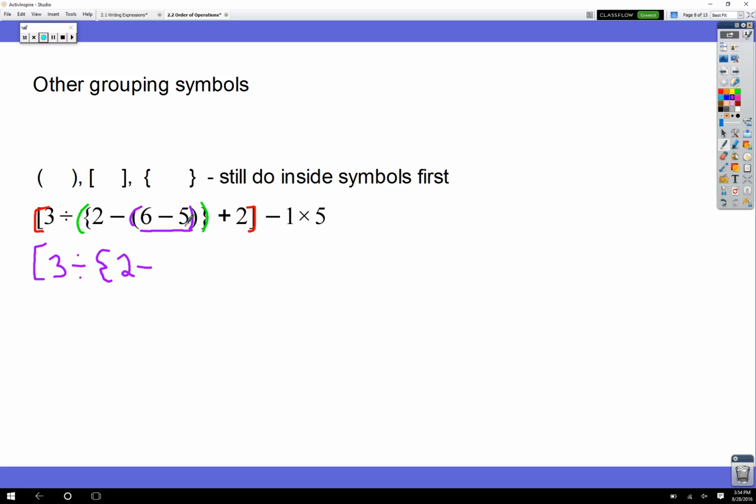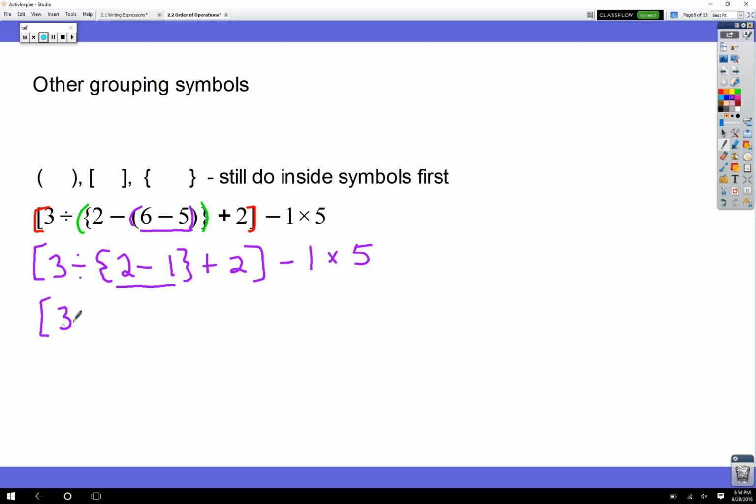2 minus, I was going to do this parenthesis, 6 minus 5 is 1. I'm going to close that grouping symbol, and then I'm also going to write, let's see, I'm at plus 2, and I'm going to close that symbol, minus 1 times 5. Now my innermost parenthesis is the 2 minus 1.